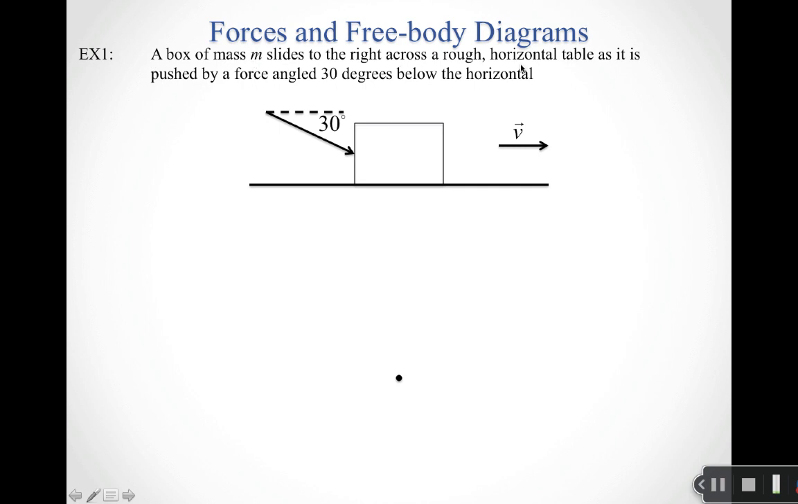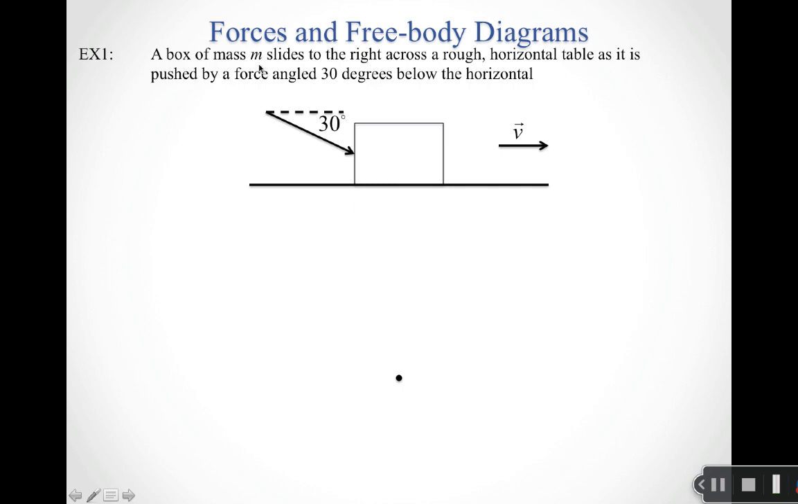So here I've got a box of mass m that slides to the right across a rough horizontal table as it's pushed by a force that angles 30 degrees below the horizontal. So here's my applied force already drawn into my picture. And so as with all good vector problems, we're going to start by making the picture, and then we're going to go ahead and make the free body diagram. So I'm going to walk myself through that series of questions.